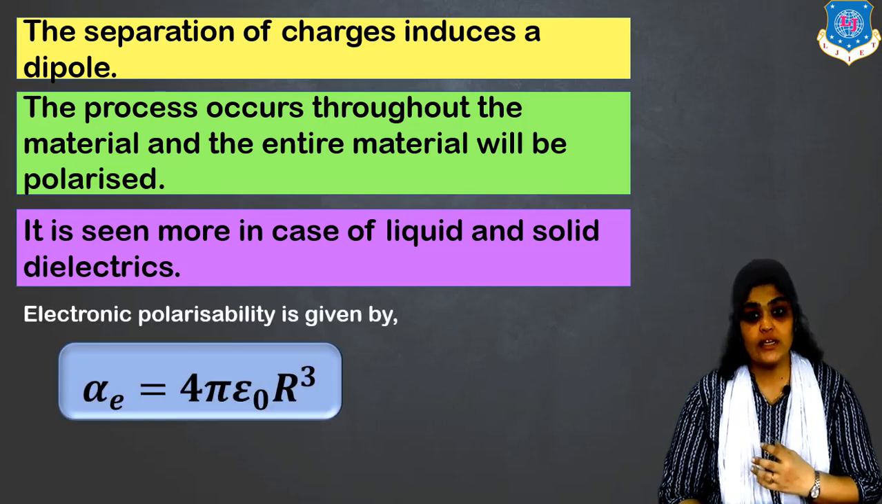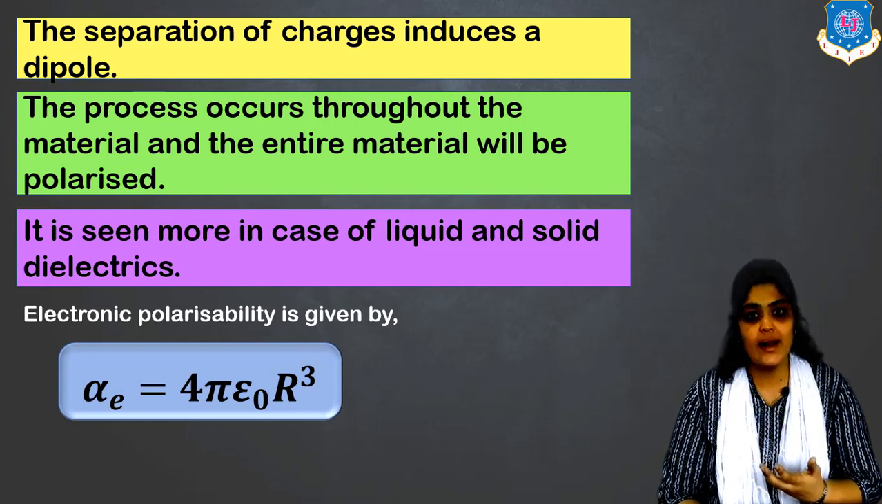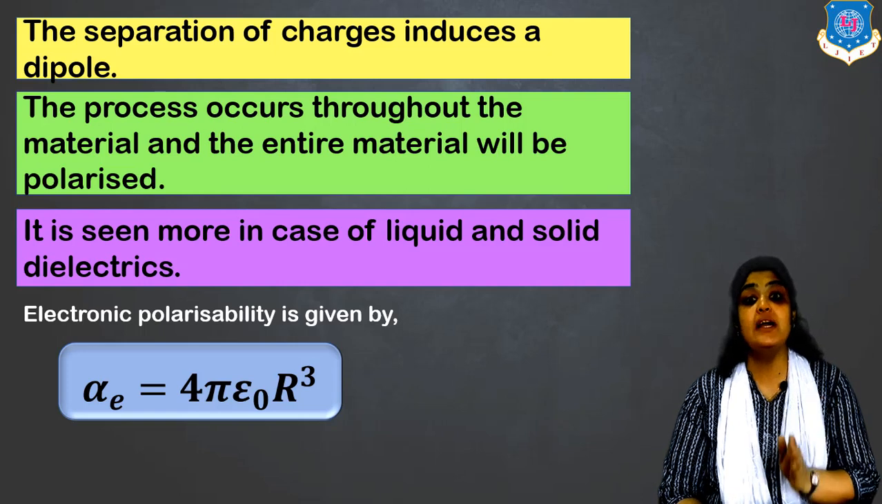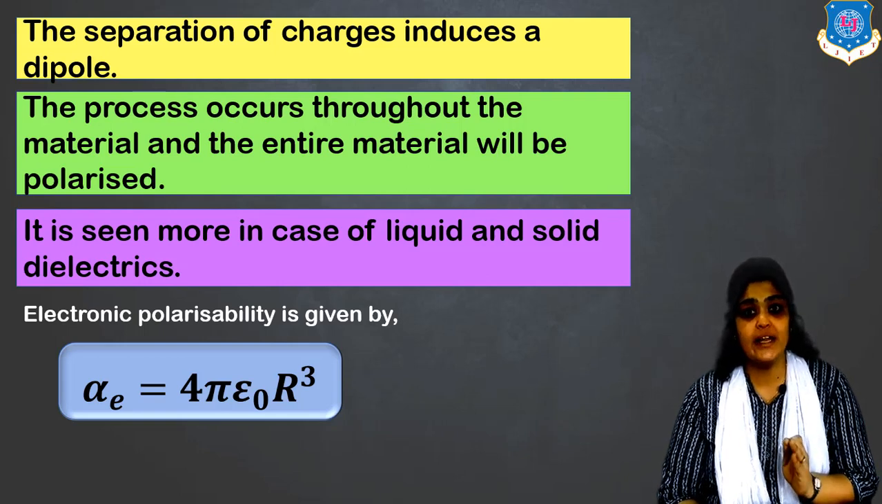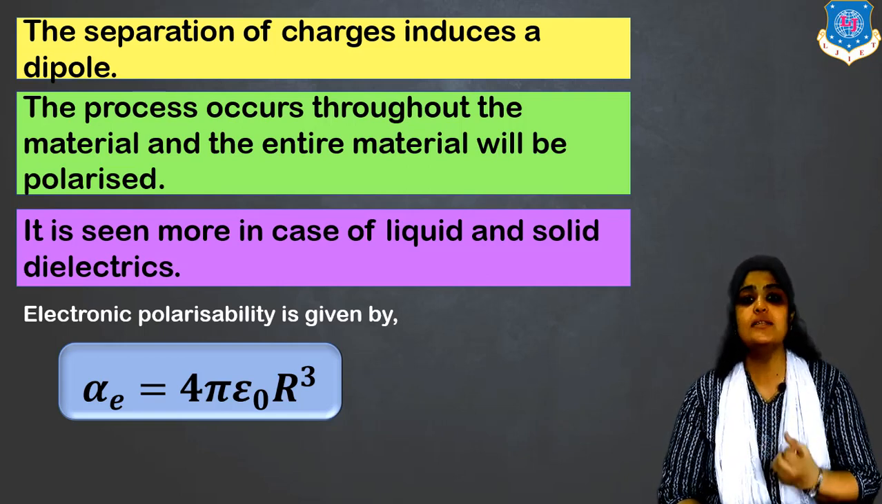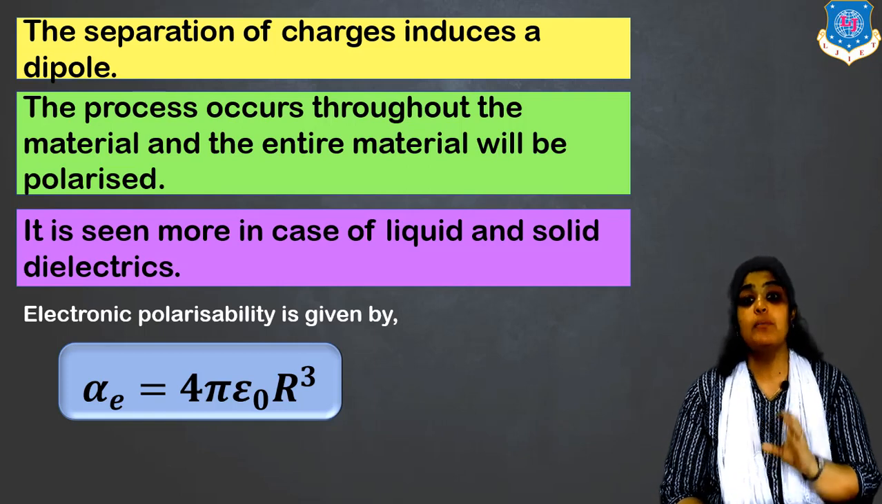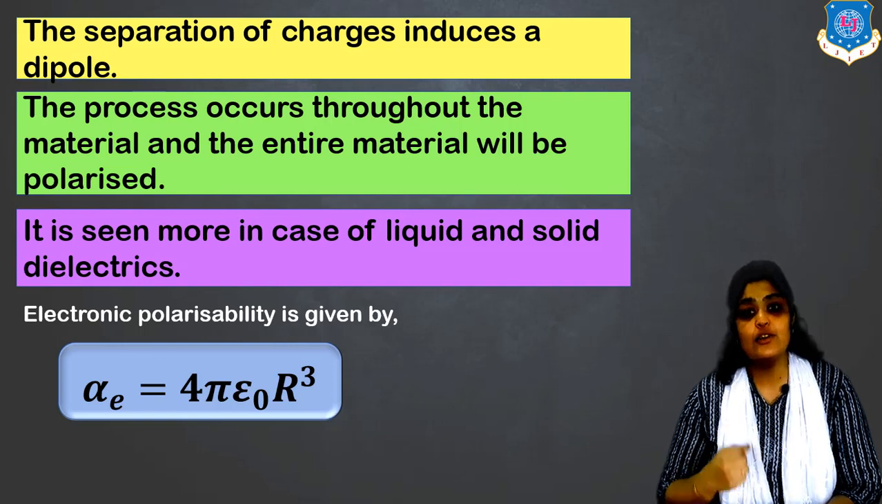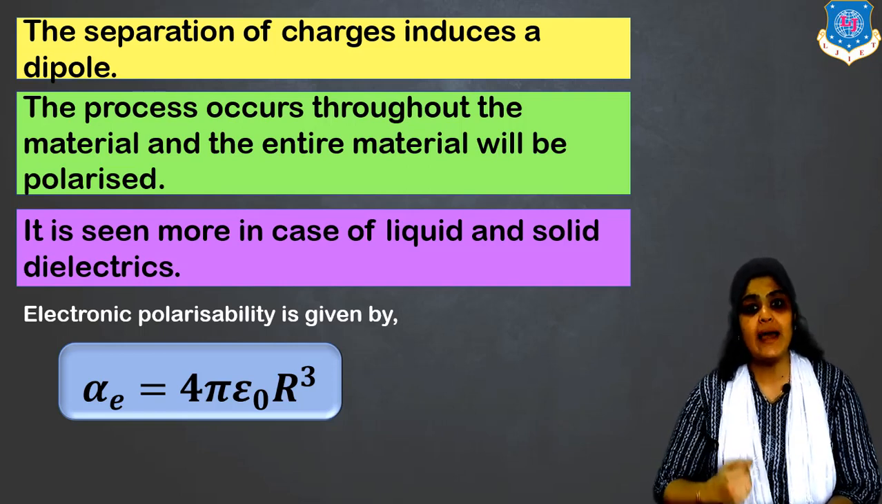Now if the material is getting polarized, there would be a net dipole moment induced, and hence there would be a term called polarisability, because we know that this dipole moment is proportional to the electric field, and we have understood a proportionality constant, polarisability. So the polarisability in such type of materials is known as the electronic polarisability, denoted by alpha E.